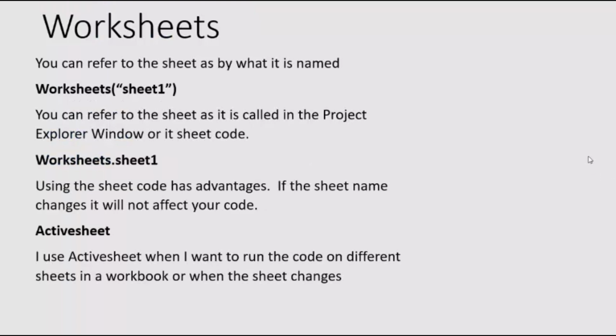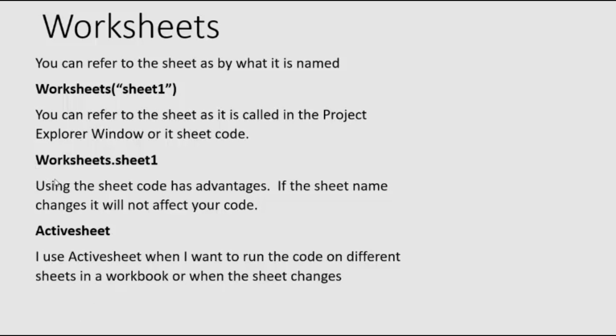Worksheets. You can refer to a worksheet by what it's named. So if it's named Sheet1, then you put in brackets Sheet1. You can refer to it as it appears in the Project Explorer window, or by the sheet code. And that's the way that I tend to use it. So I go Worksheet, Sheet1. Using the sheet code has its advantages.